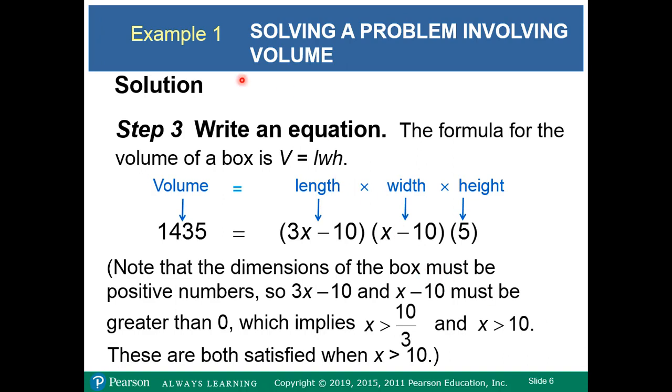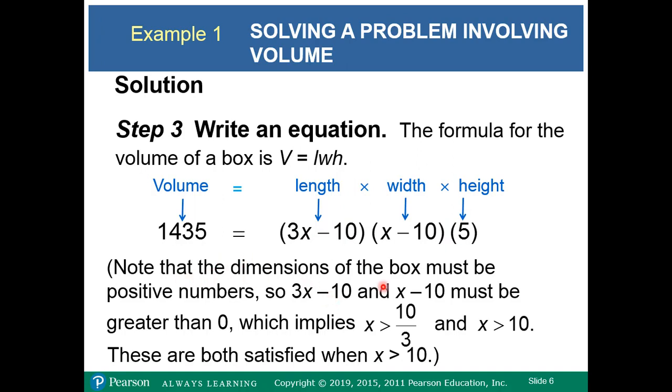Okay, so now what we're going to do is write an equation. The formula for the volume of a box is what? Length times width times height. So all we're going to do is plug in what we determined each one to be. The length was this, the width was this, and the height was this. So what does this have to equal? Remember, the volume has to equal the 1435 that we were given. So now here's our equation. All we have to do is expand this out, and we're going to get a quadratic expression here.